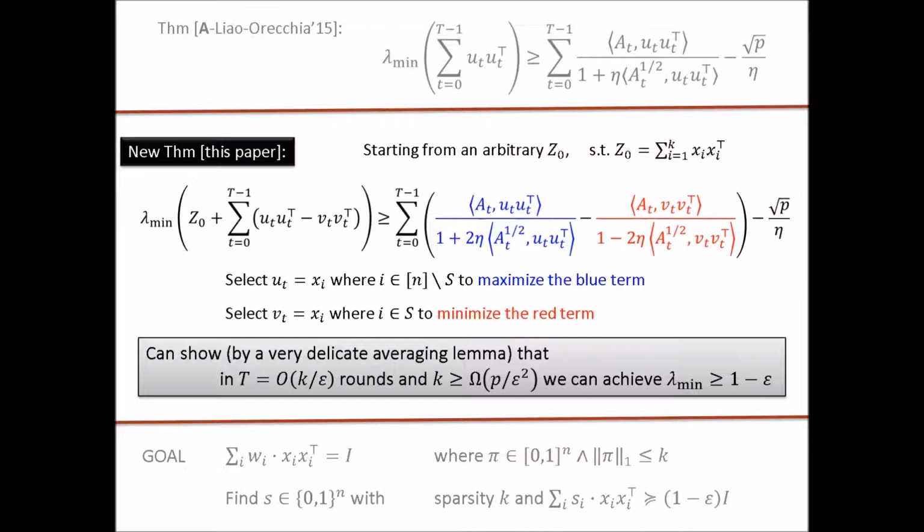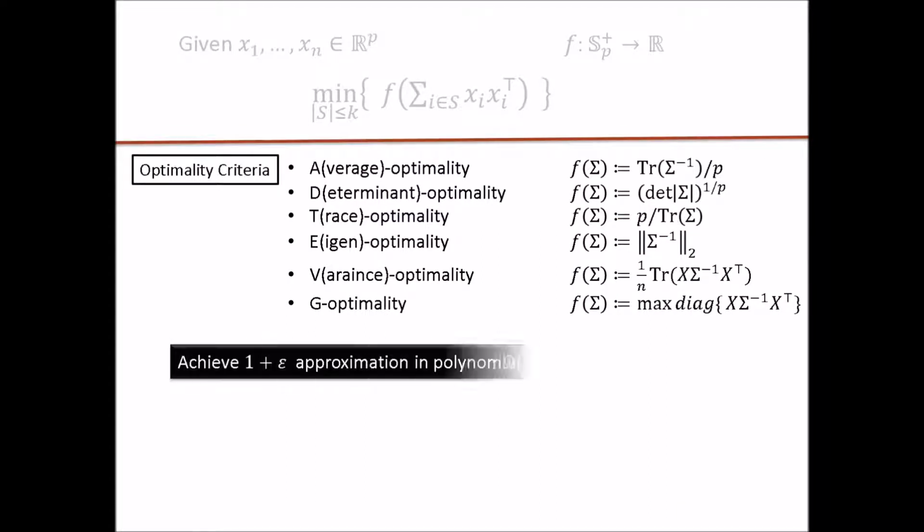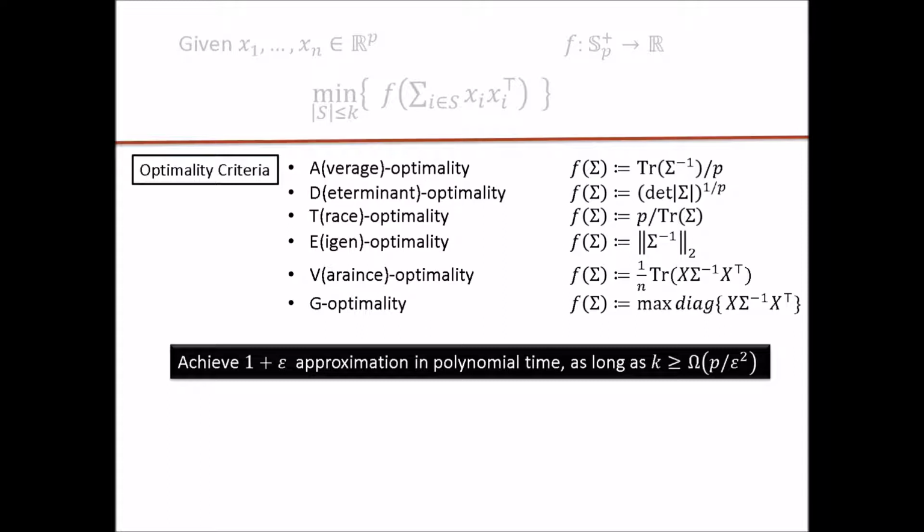And now we output only a set without oversampling. So this is the new regret inequality we derived, followed with a delicate averaging lemma, which I'm not going to show you today. They're in the paper. In sum, we can now achieve 1 plus epsilon approximation in polynomial time for all of the optimality criteria above.